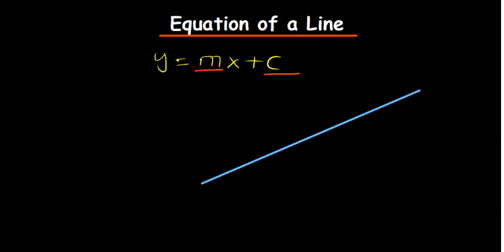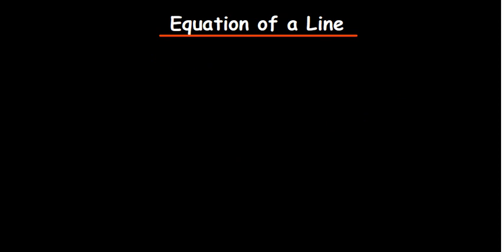So how do we find the equation of a line when you're given two coordinates? Say we're given point A with coordinates x1, y1, and point B with x2, y2. Two points are enough to help you determine the equation of a given line. So how do you do that?